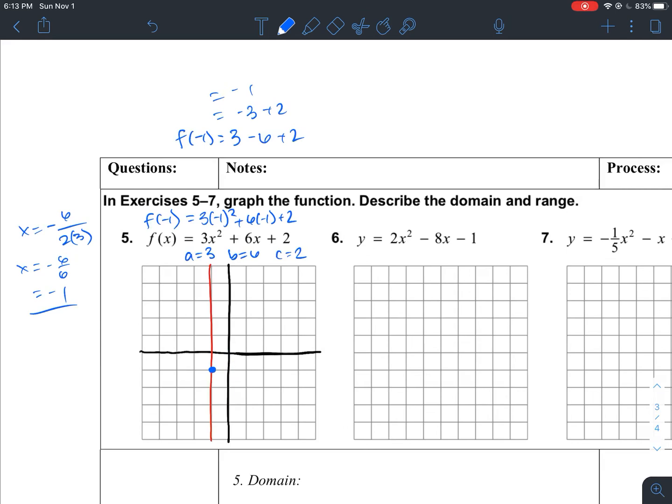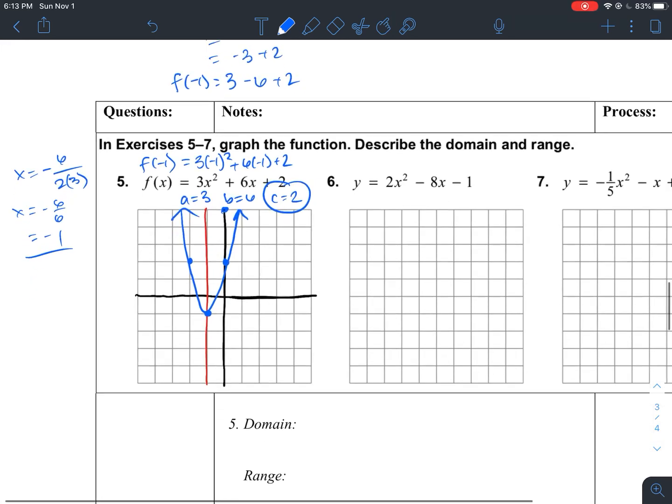So if I plug 0 into the function, I'll find the y-intercept, because this is the y-axis. And remember that the y-intercept is always c, right here. So I know that my intercept will be right here. And this is a symmetrical graph, so that means my point will be right over here on the left side because it's symmetrical. And there you go. That's how you graph it, like that.